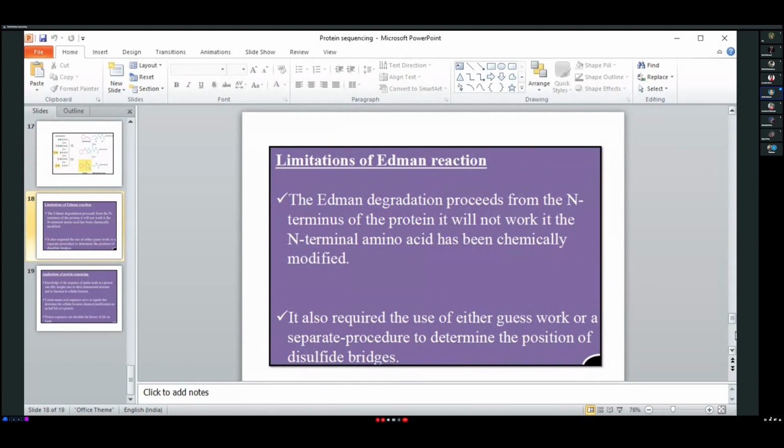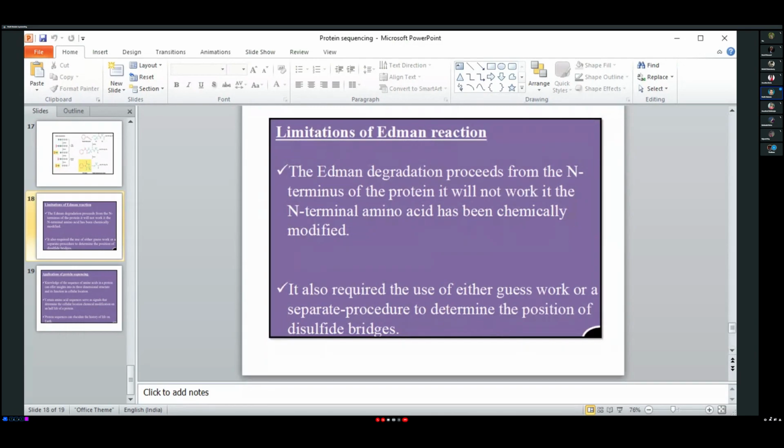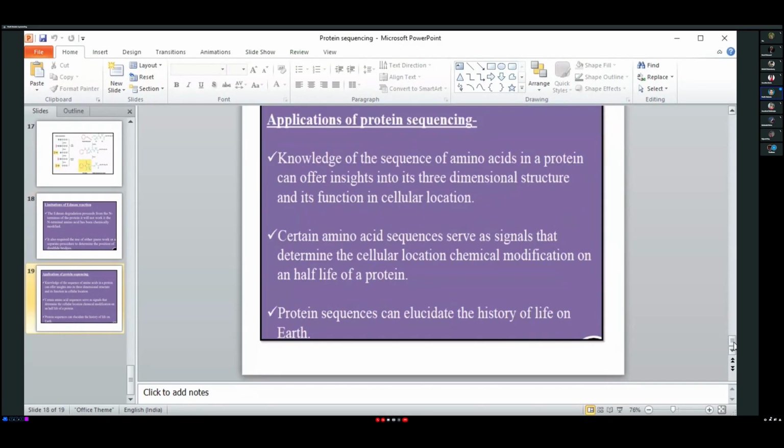The major limitations of Edman's reaction, the Edman degradation process from the N-terminus of the protein: it will not work if the N-terminal is chemically modified. It also requires some guesswork. That is why people go for Sanger's method instead of the Edman's degradation method.